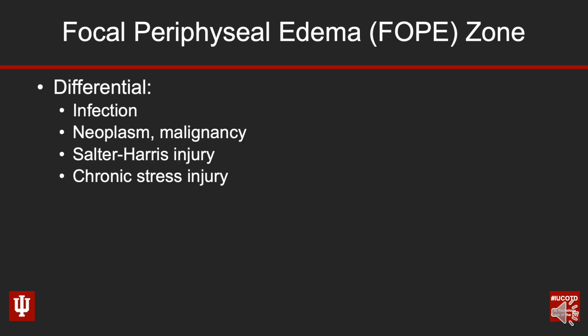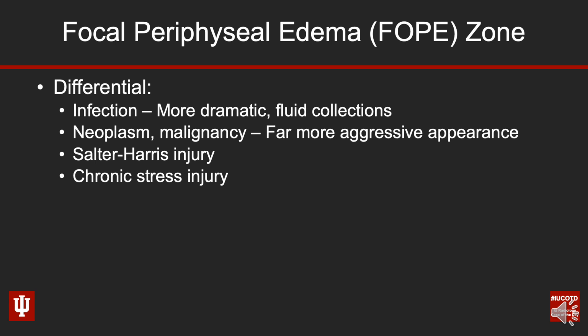As for the differential of pathology involving the physis, there are a number of more common entities. Infection could be considered, particularly in adolescence. However, more dramatic findings of edema and fluid collections would be expected, as well as presentation with infectious symptoms. Malignancy, such as Ewing sarcoma, could also involve the physis, but would also have a more aggressive appearance with bone destruction or permeation and typically an associated soft tissue mass.